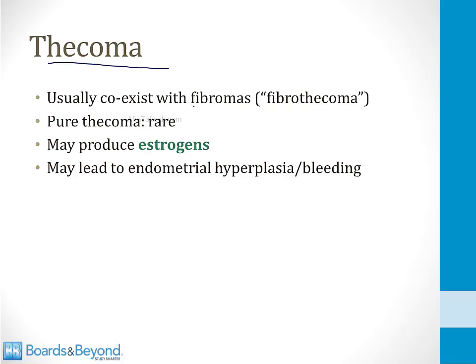Next, let's talk about thecomas of the ovary. These tumors usually coexist with fibromas and are called a fibrothecoma. A pure thecoma is a very rare malignancy of the ovary. What you need to know about this type of ovarian tumor is that it can produce estrogens just like granulosa cell tumors, and therefore it can lead to estrogen-related symptoms like endometrial hyperplasia and uterine bleeding.